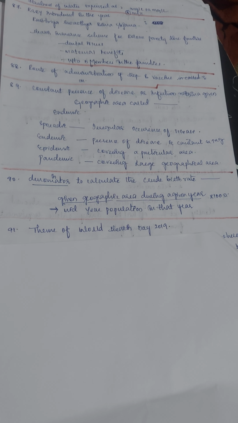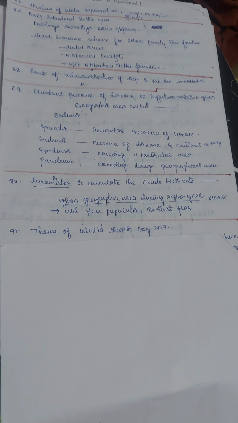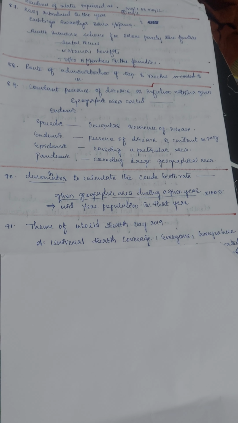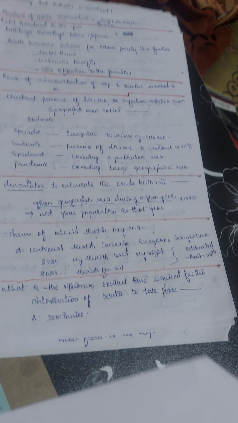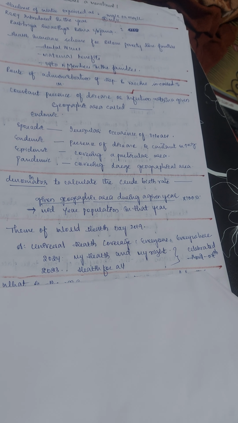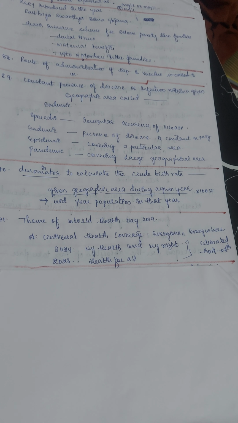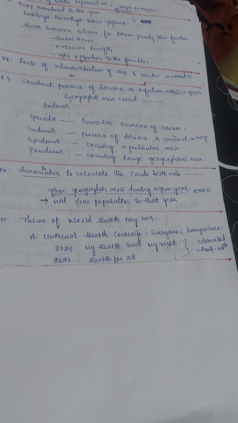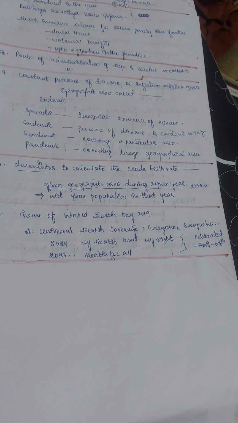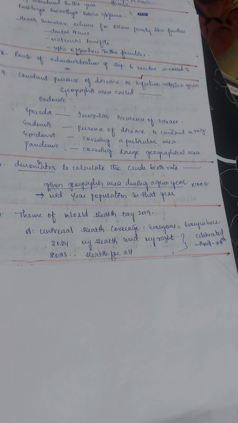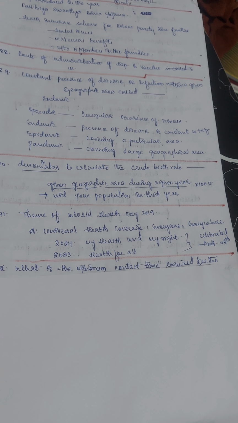Then next question: the theme of World Health Day in the year 2019. The answer is universal health coverage, everyone, everywhere. Here you can also see the theme of World Health Day in 2024, my health, my right, and in 2023, health for all. And we all know that World Health Day is celebrated in the month of April, on the 7th day.